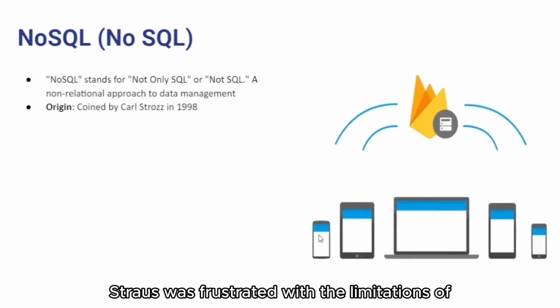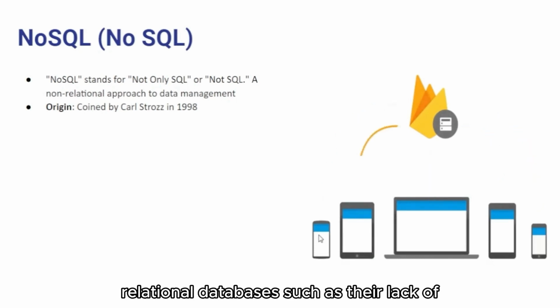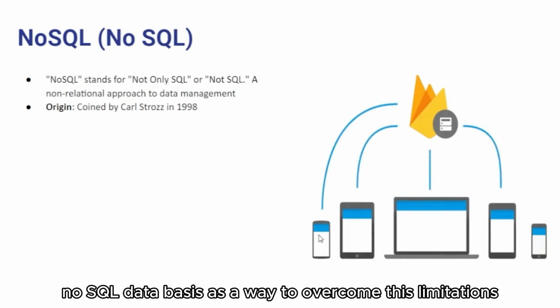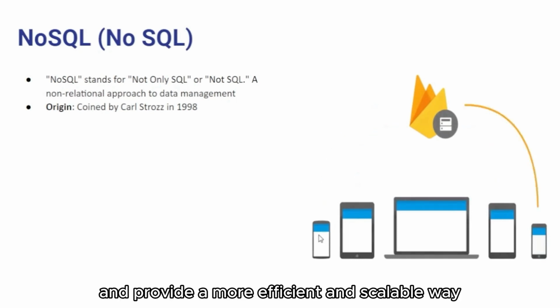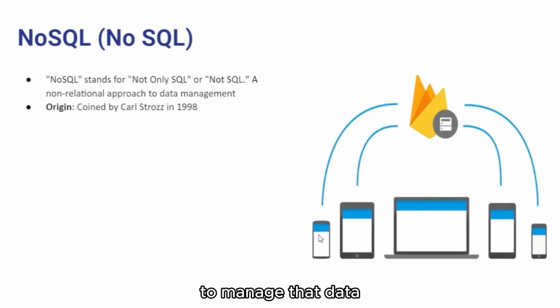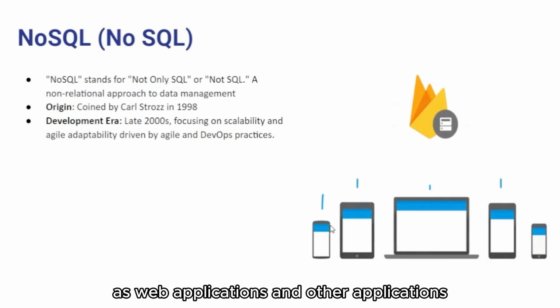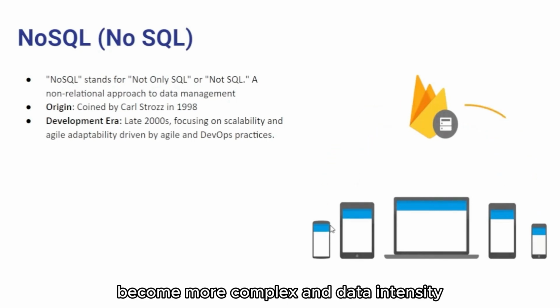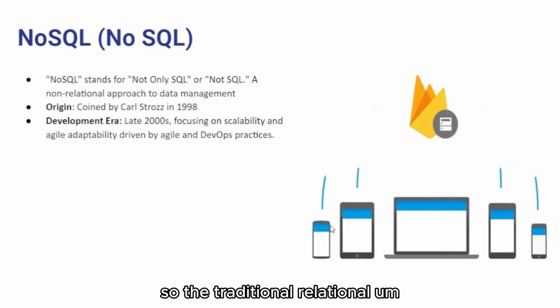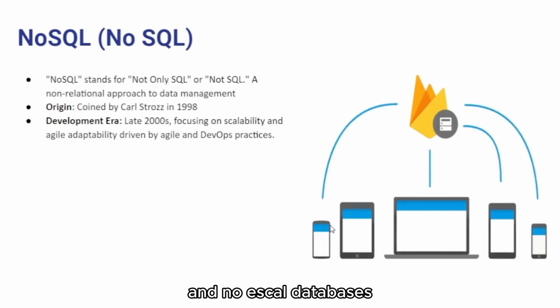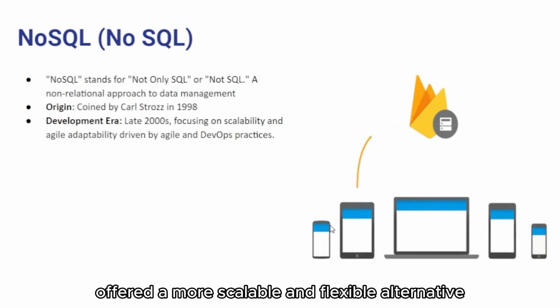Okay, so Carl Strauss coined the term NoSQL in 1998 to describe the growing trend of non-relational databases. Strauss was frustrated with the limitations of relational databases, such as their lack of scalability and flexibility, and he saw NoSQL databases as a way to overcome these limitations and provide a more efficient and scalable way to manage the data. NoSQL databases began to gain popularity in the late 2000s as web applications and other applications became more complex and data-intensive. The traditional relational databases were struggling to scale to meet the demands of these applications, and NoSQL databases offered a more scalable and flexible alternative.